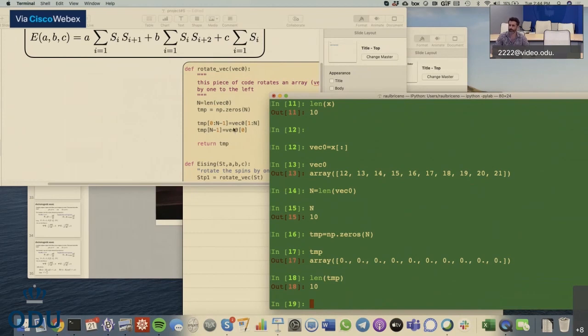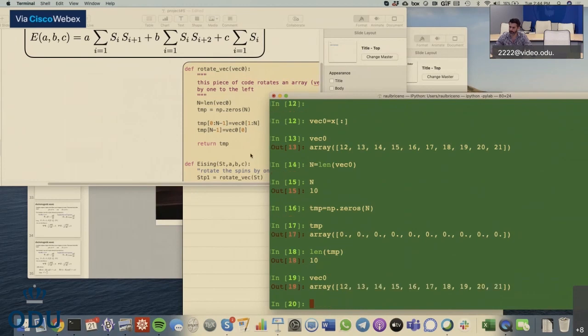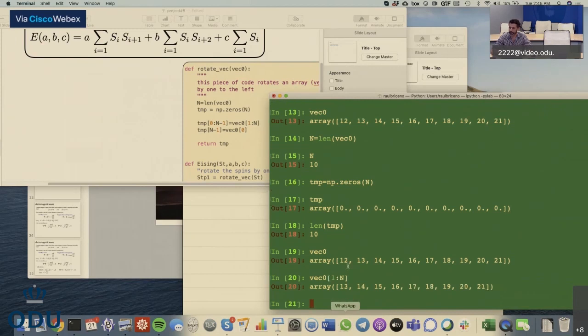Good. Okay, so there's a little bit of gibberish here now, and this might be a little bit confusing. So let me first look at what the right-hand side is doing. Let me print out vec0 one more time, okay? And then here, what I'm doing is that I'm printing out the elements that go from 1 to the length of the vector vec0. So it starts from the first component all the way to the end.